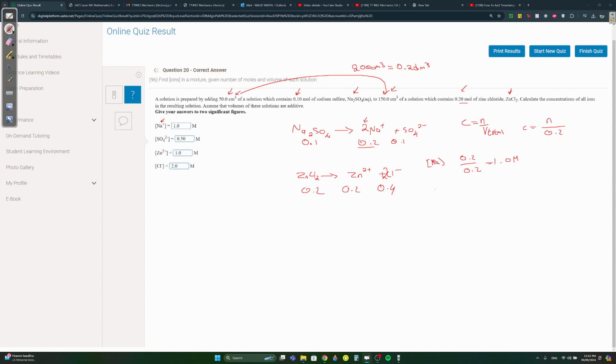Now the concentration of SO4 2 minus: the moles of SO4 2 minus, which is 0.1, over V total, which is 0.2. You're going to get 0.50 molar concentration. Concentration of Zn2 plus: the moles of Zn2 plus, which is 0.2, divided by V total, 0.2, you're going to get 1.0 molar concentration. The concentration of Cl minus: you have the moles of Cl minus, which is 0.4, divided by the V total, which is 0.2, you get 2.0 molar.